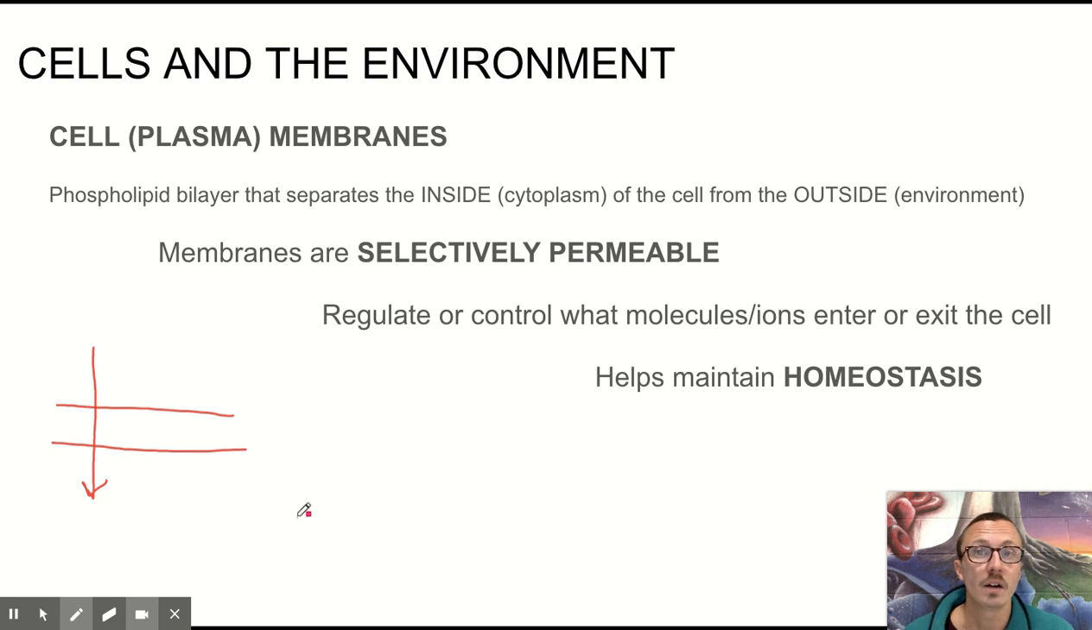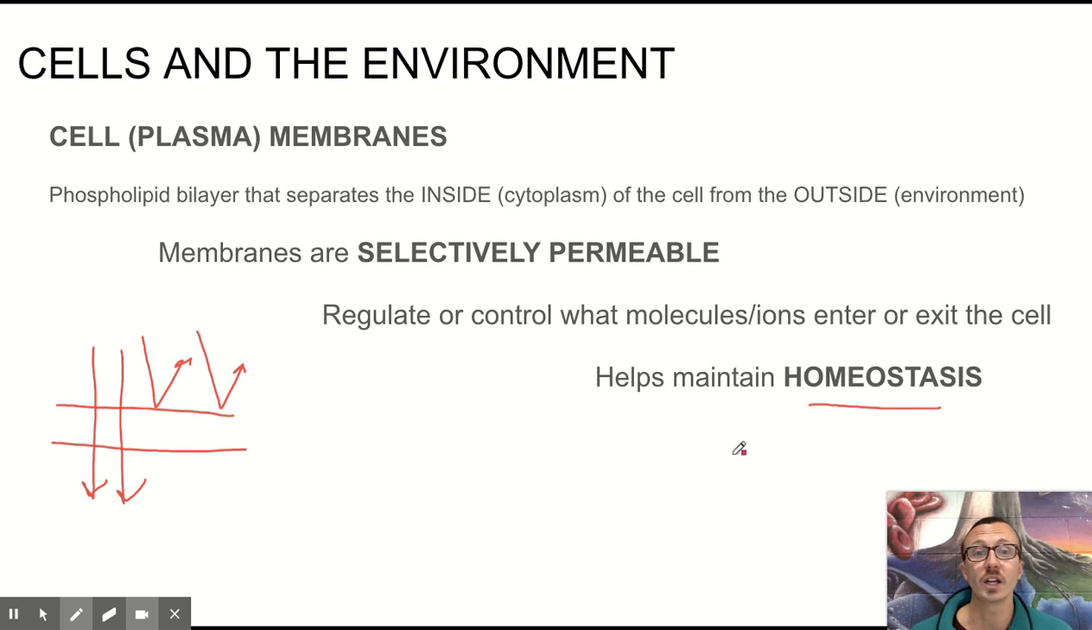Maybe they're small, really tiny, can easily slip through the phospholipids, or maybe there is no conflict in chemistry, so the molecule can pass through. However, some molecules are either too large to pass through, or they cannot pass through because of their chemical properties. Maybe they're charged or they're polar or non-polar, right? So it's selectively permeable. Some things can enter and some things cannot, and that helps maintain homeostasis.